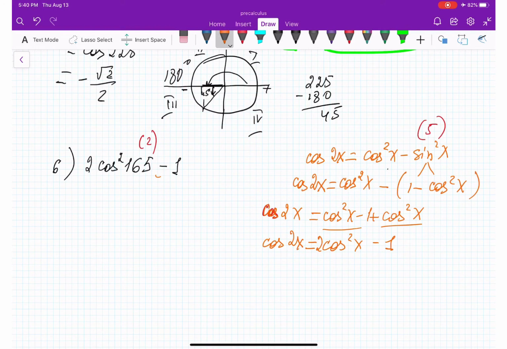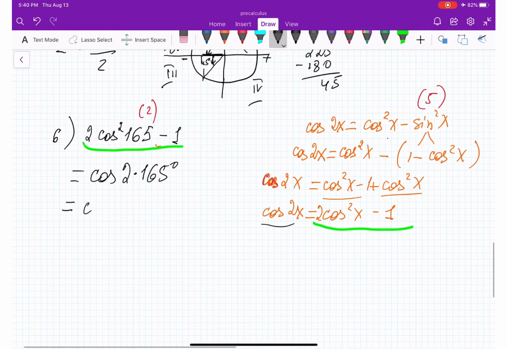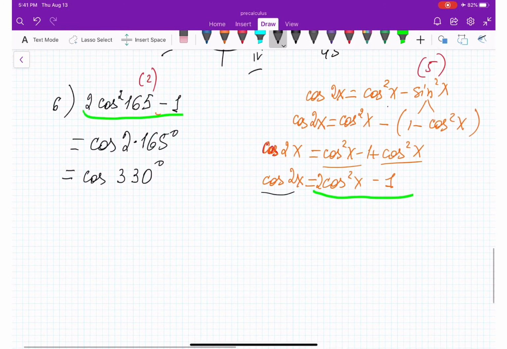Okay, so do we have an identical one? 2 cosine square x minus 1, 2 cosine square 165 minus 1. Yes, we do. Does that mean we can write down here this is equal to cosine 2x, instead of x where I'm plugging 165 degrees? Yes. Okay, this 2x. So, this is going to be cosine 330 degrees.